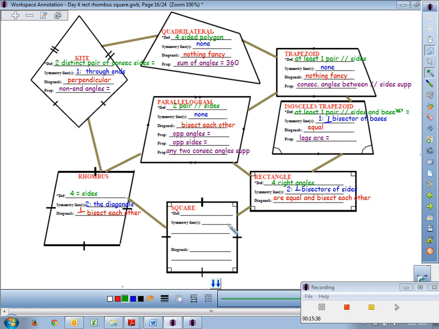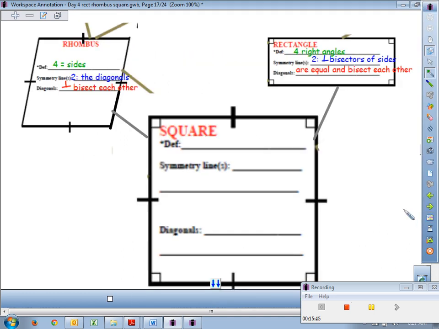The square is the king of it all. Its parents, most obvious, 4 right angles and 4 equal sides. That's the rhombus and the rectangle put together. So, definition, 4 right angles and 4 equal sides.